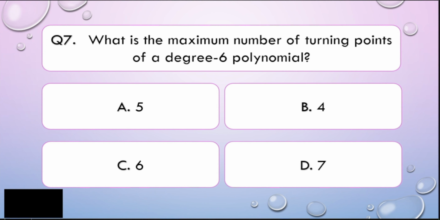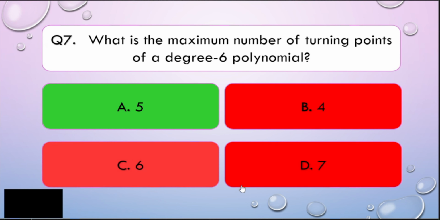Alright, math learners, this is another simple question. Why? Because to know the maximum number of turning points of a given polynomial, you just need to consider the degree, then subtract 1, because the formula for the maximum number of turning points is n minus 1. So therefore, that is 6 minus 1. The correct answer is letter A. Easy, right? Very easy, my dear math learners.